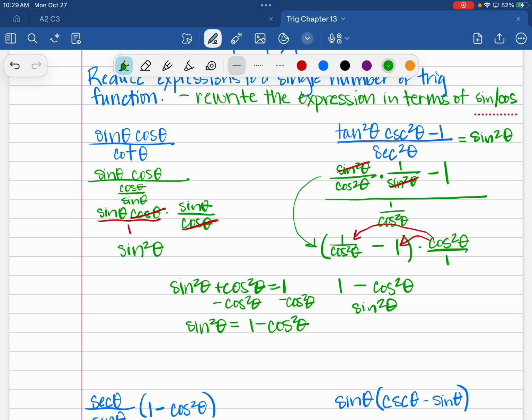That's weird that the two that I chose to do both simplify down to sine squared. Yeah. That wasn't planned.